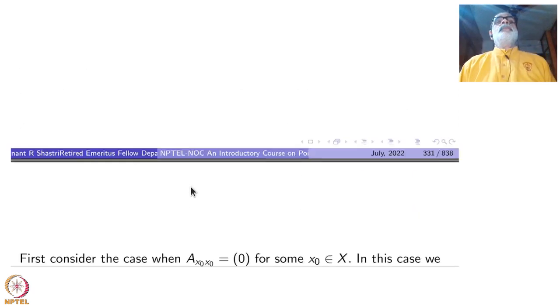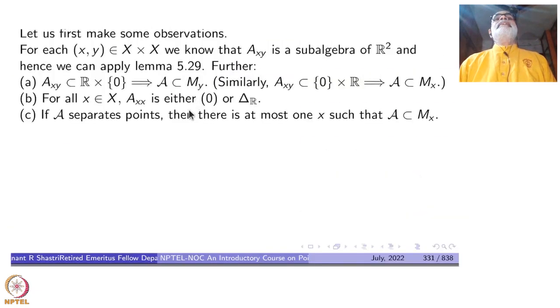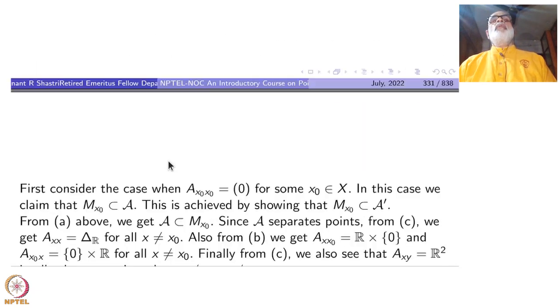That's all. So the uniqueness part comes automatically from A separating points. Now consider the case when A_{x0,x0} is 0. As we have observed, A_xx is always 0 or the diagonal. Suppose for some x0, I don't know whether it is there or not, that case occurs: A_{x0,x0} is 0. Automatically, it implies that f(x0) is 0 for all f inside A. In this case, m_{x0} is contained inside A is the claim. A is contained inside m_{x0} is obvious. If you show m_{x0} is contained inside A, that would mean they are equal and we have finished. The uniqueness part we have already shown, so we would have the conclusion in part 2 of the theorem. So let us prove that in this case m_{x0} is inside A.